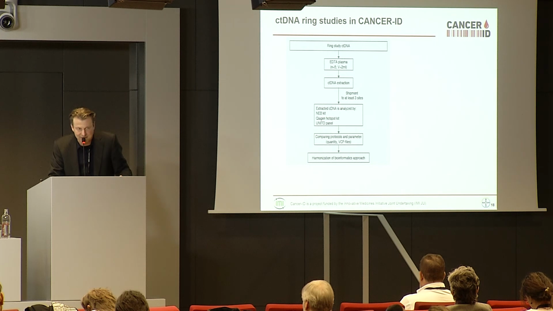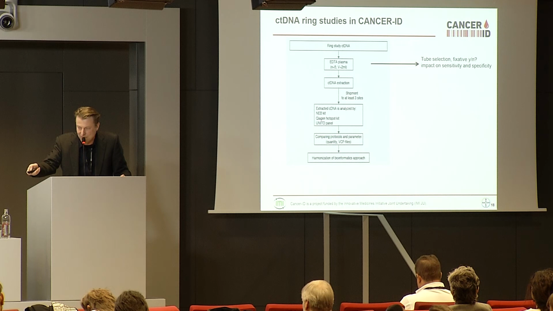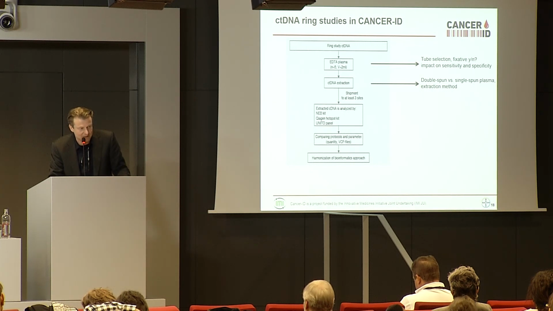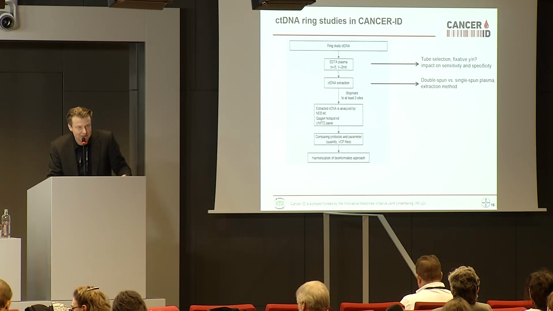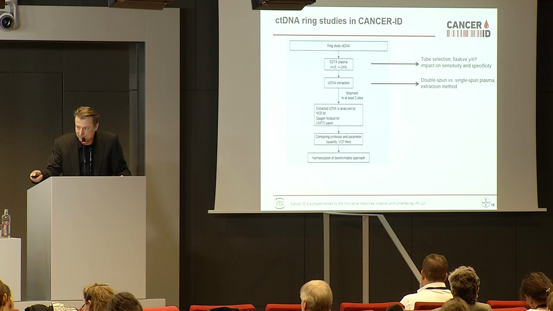So ring studies are a core element of what we're doing in CANCER-ID. So for ctDNA, we look into different tubes and do a ring study on that with fixative, without fixative, whether double-spun plasma is superior to single-spun plasma. Why is that? We could just collect double-spun all the time because everybody's doing it. But if you think about the retrospective sample collections that are out there, you may be interested to go into that as well. And if you don't have a quantitative idea how much this affects the quality, you cannot work with it really.